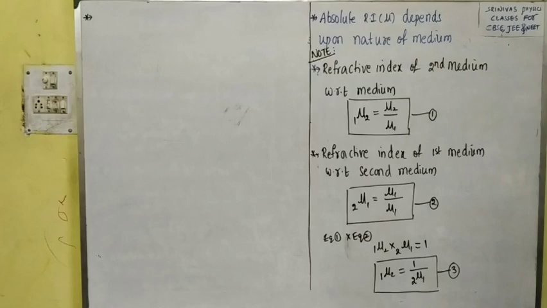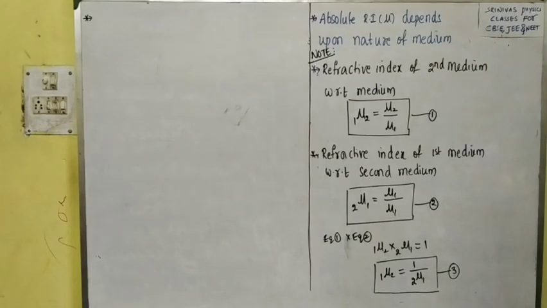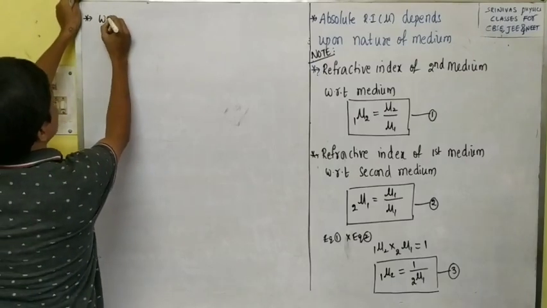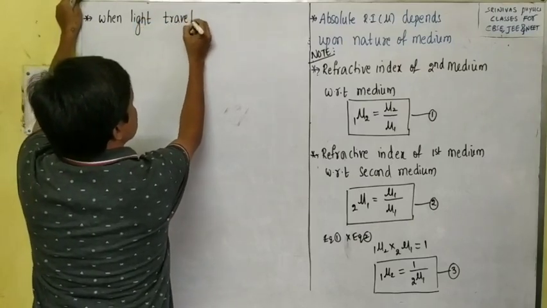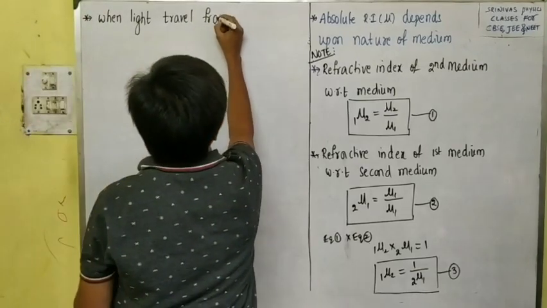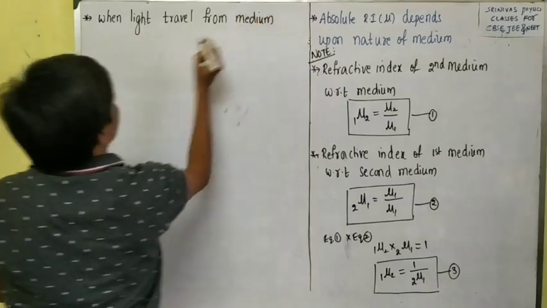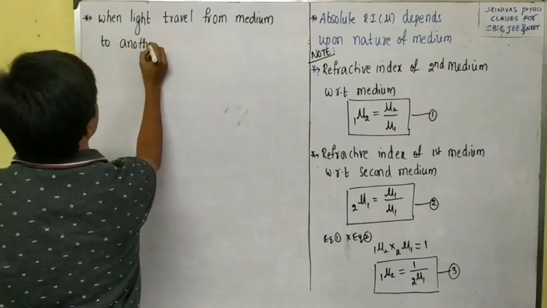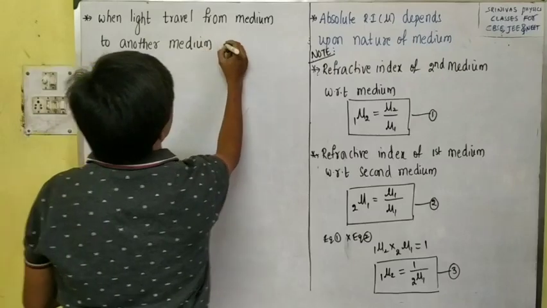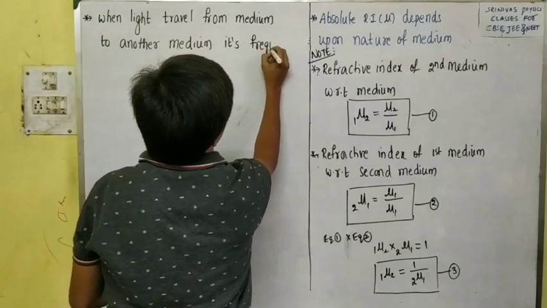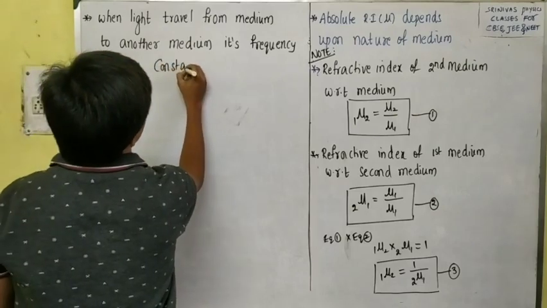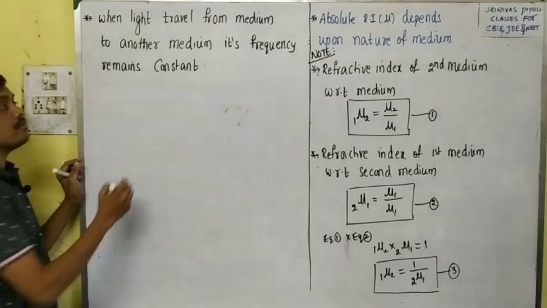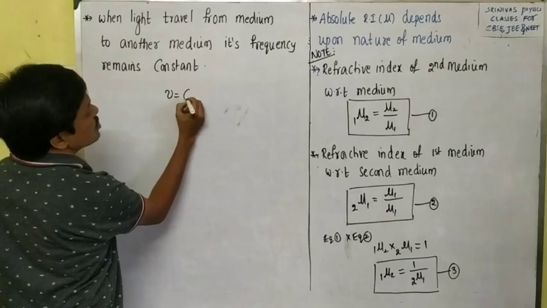I am going to explain one point: when light moves from one medium to another medium, its frequency remains constant. During transmission of light from one medium to another, the frequency nu is constant.